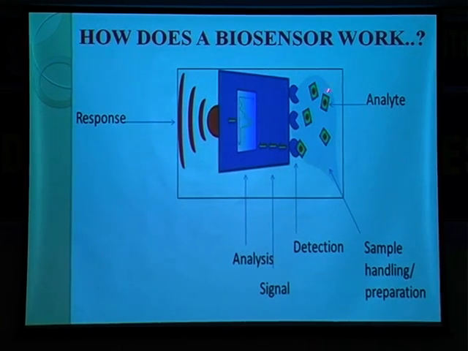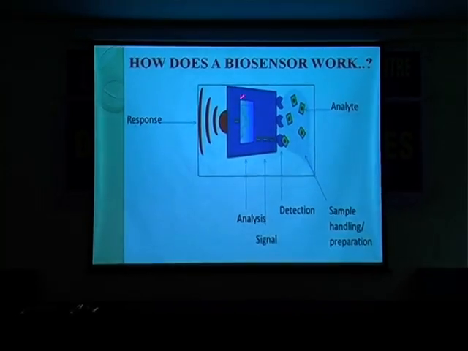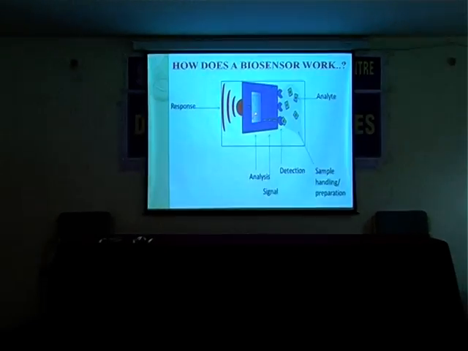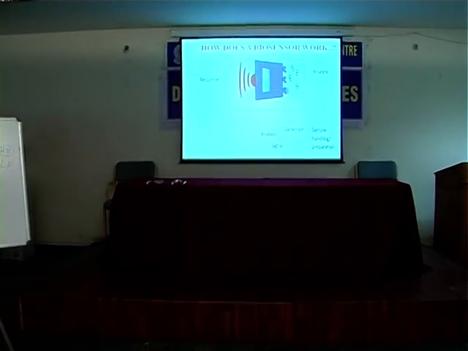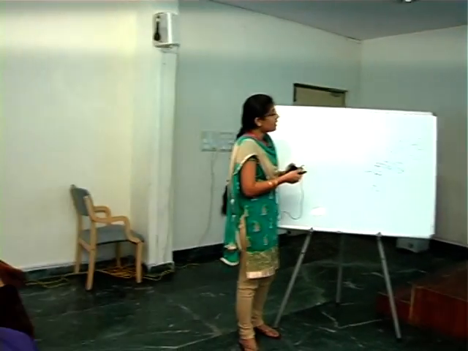When the analyte comes in contact with the biological material, it will bind to the biological material, and then the transducer will detect it and convert the biochemical or chemical signals into electrical signals, and finally the response will be observed. And this is the working of the biosensor. And what are the advantages? Why are we discussing this?